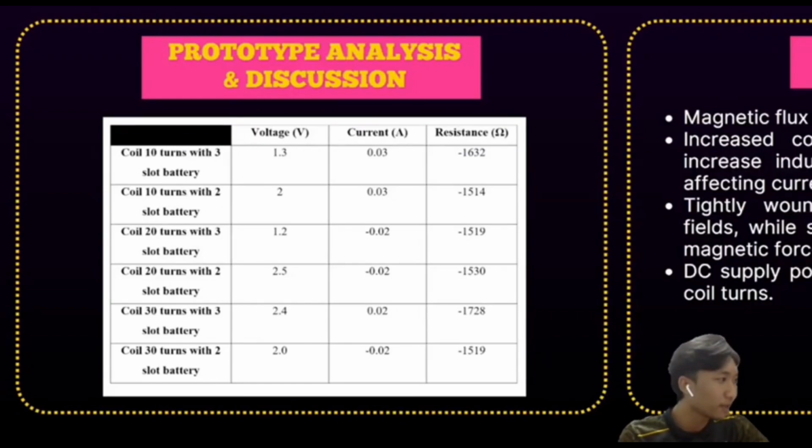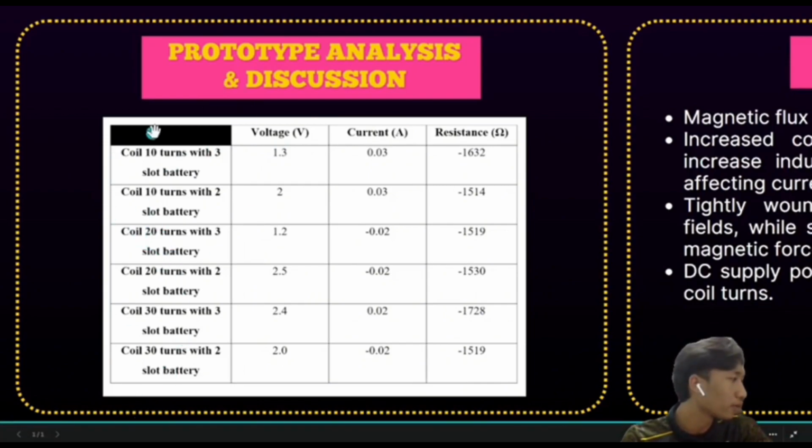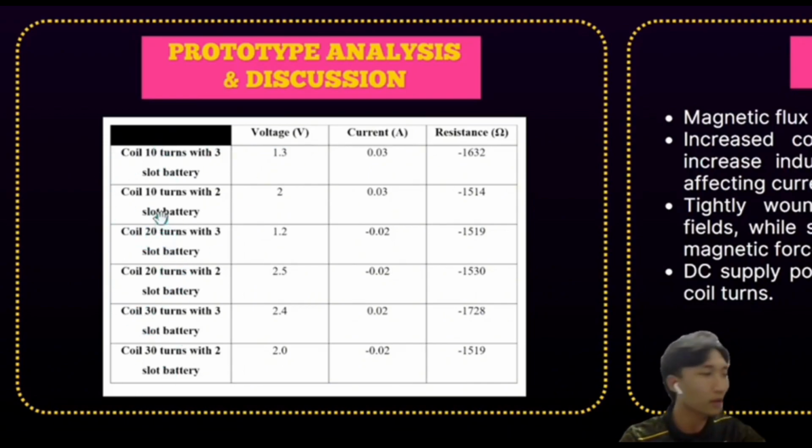Okay, for the second part, we have the prototype analysis and discussion. Okay, because we already fixed and put the DC supply on our circuit just to make sure it has enough supply to rotate the fan, I took three types of results from the prototype: first voltage, then current and also resistance. Okay, then we have six types of coil with different numbers of turns and also different slot batteries. We have 10 turns with 3 and 2 slot battery, and also 20 turns with 3 and 2 slot battery, and also 30 turns with 3 and 2 slot battery.